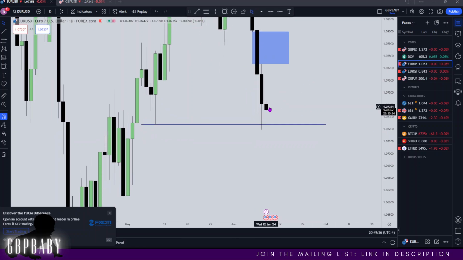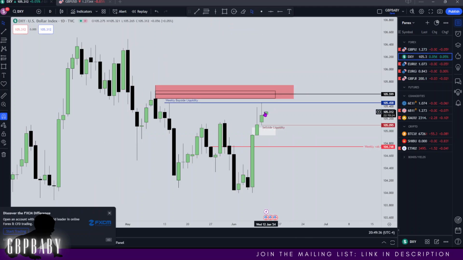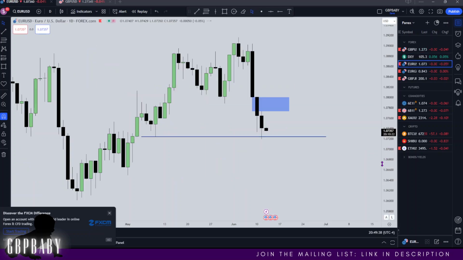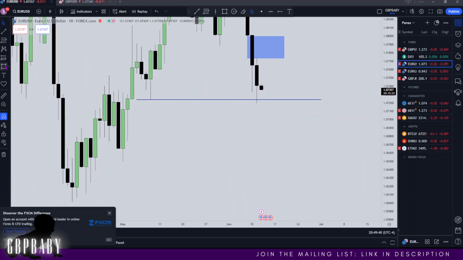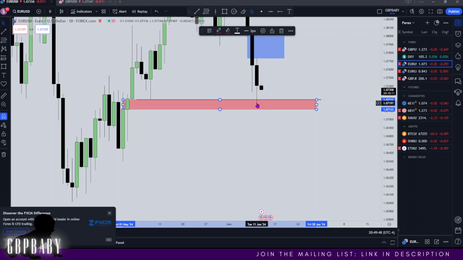Now, I'm happy for Euro to take out Tuesday's low on Wednesday. I'll say that again. On Wednesday, I'm happy for Euro to take out its Tuesday low in line with my expectation of dollar taking out its Tuesday high. I'm happy for that. We do have an implied fair value gap lined up with a bullish order block on the daily here. So let's get that marked out. We'll make it red. And you'll see how we just tapped into that on Tuesday.